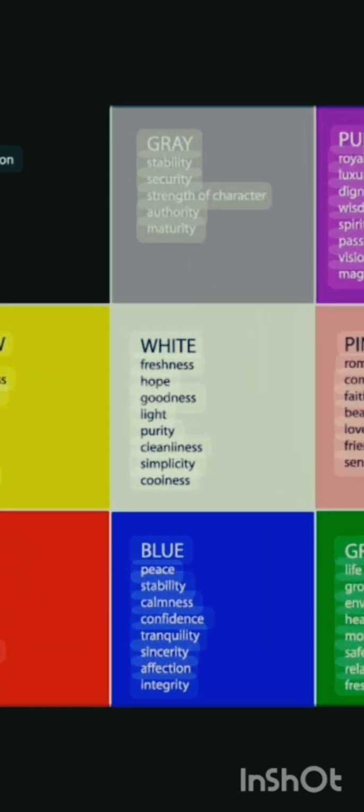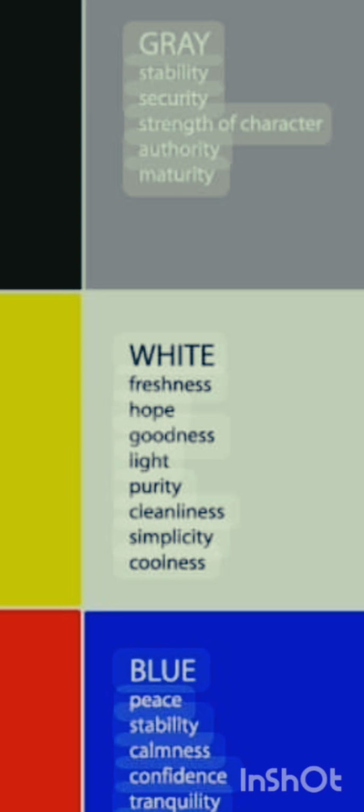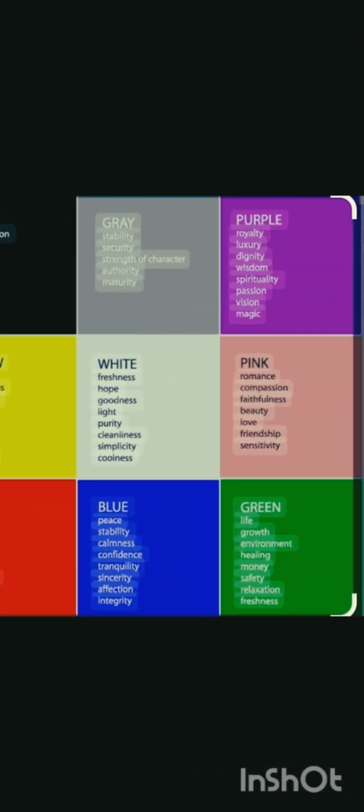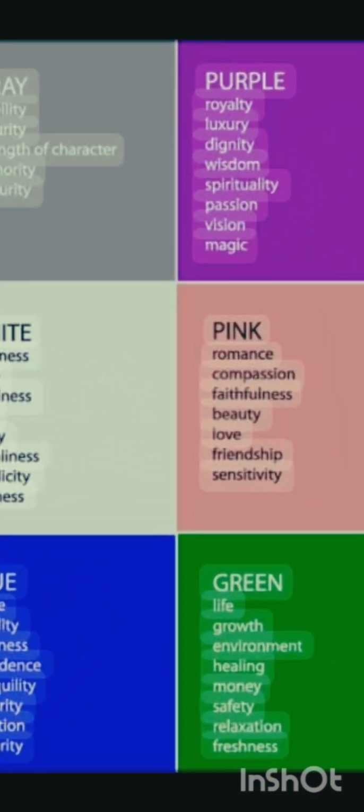Then the next thing that we are going to look at is gray. And what does gray mean? Gray means stability, meaning you are very stable. You're strong. It signifies stability, security, meaning that you fear not anything. Yes, it signifies strength of character, authority, and maturity. So you discover that when you have to use gray, have in mind the meaning, like what this color stands for. Now let's look at purple.